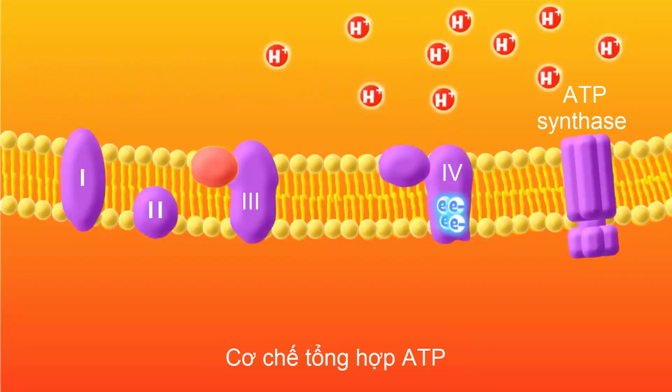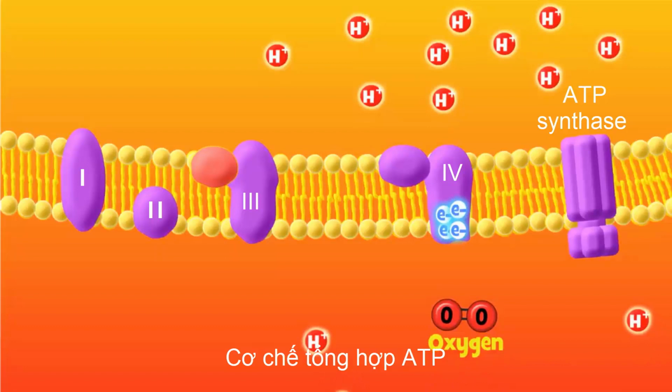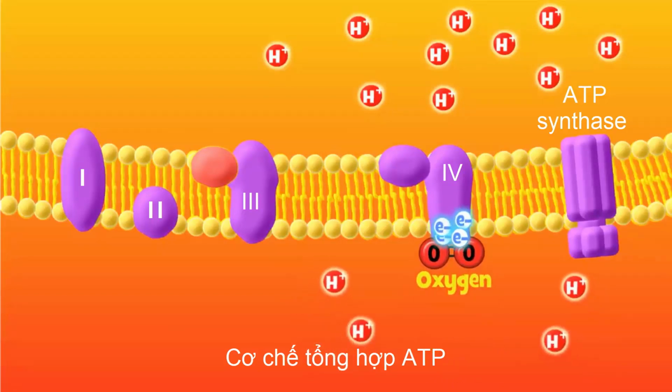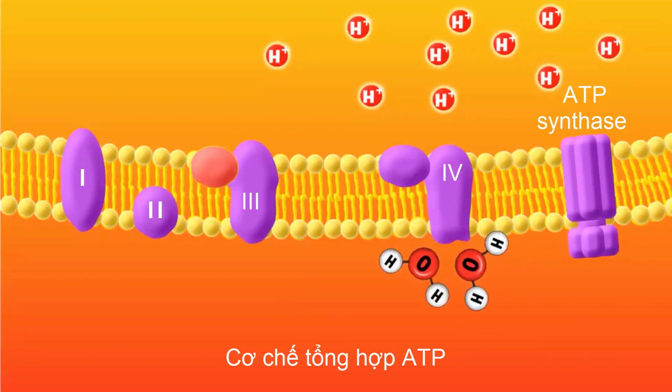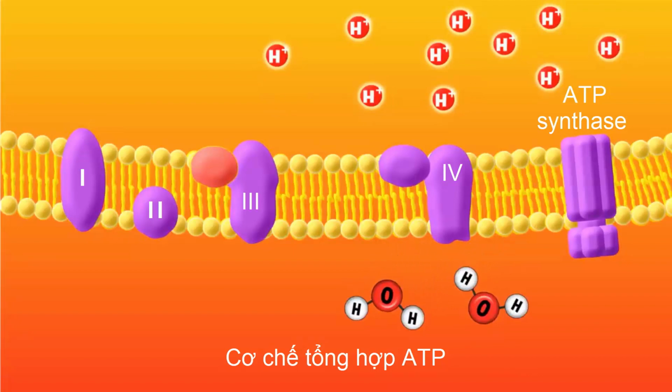Now the electrons need somewhere to go, a final destination to complete their journey. Fortunately, you breathe, and oxygen comes to the rescue. Oxygen accepts the electrons, as well as hydrogens from the matrix, making water. This is the reason why you breathe all day, every day.